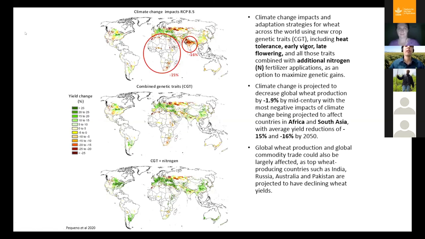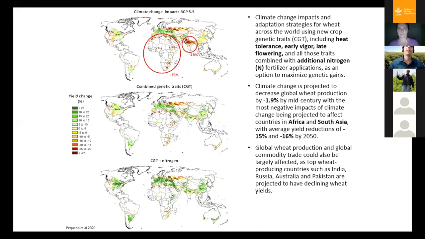And we can see in the bottom one that nitrogen also plays a big role, especially in low-input countries. When you have low fertilizer application, the genetic gains are limited by the nutrient constraints.